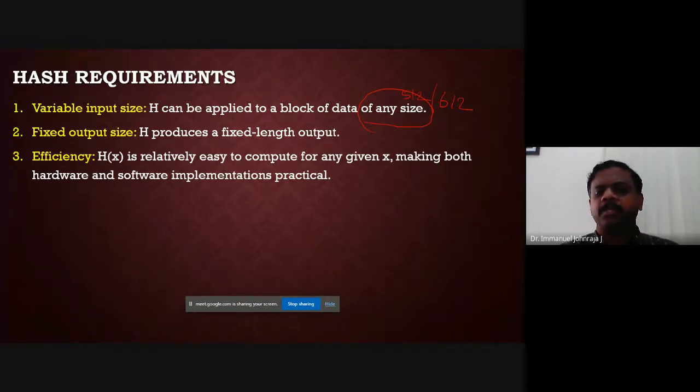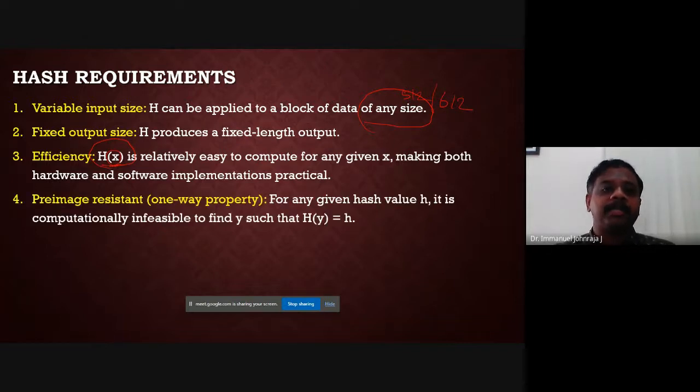Then the third one is your function hash. H means hash, X is your input value. H of X is relatively easy to compute for any given X. For the calculation of hash, whether it is software or hardware, it should be able to easily calculate the hash value. Of course, not for the attacker, but for the genuine user. Given the message X, the hash function should be relatively easy. It should not be so complex that it cannot be implemented at all. It should be easy for anyone to compute.